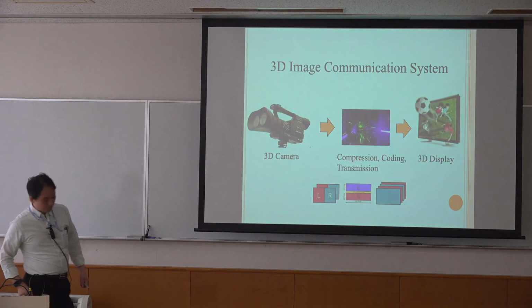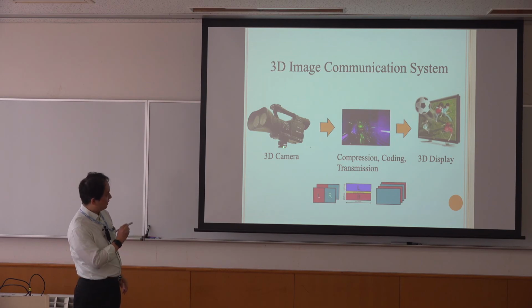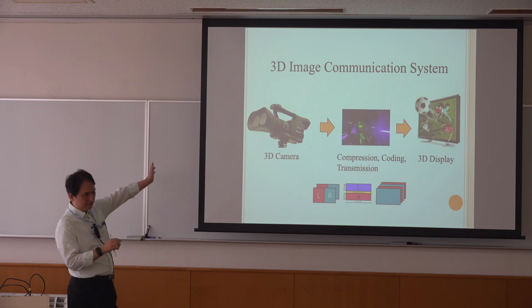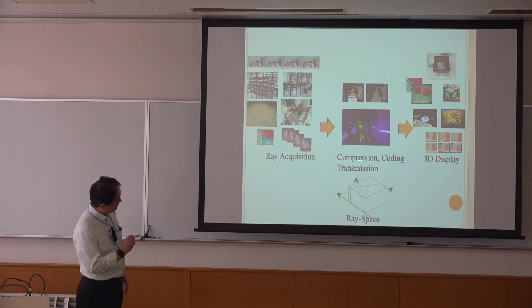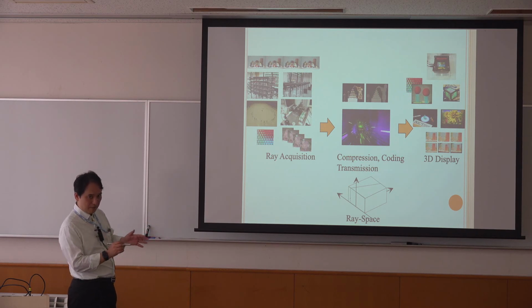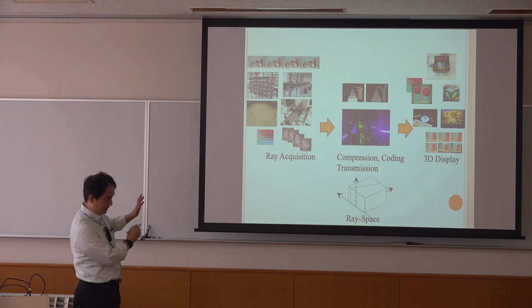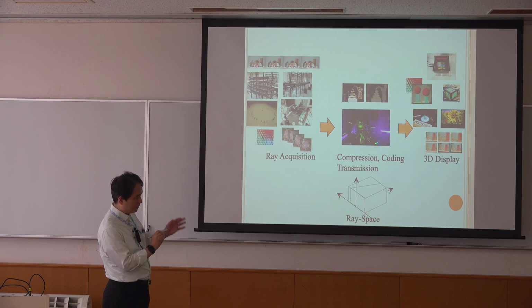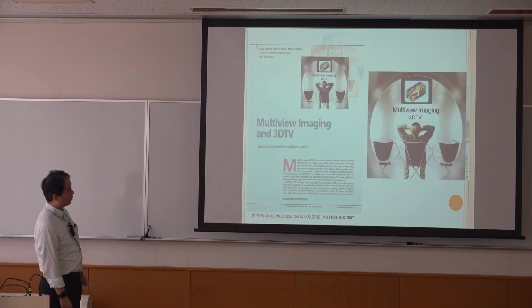Okay, now it's almost time. So I started with this figure. A 3D camera has 2 cameras, and for the 3D display we need glasses. This is the starting point. But in reality, this intermediate data is ray space, a 4-dimensional function. There are many kinds of capturing devices, and we capture 4D function data, then transmit the 4D data, and then display the 4D data. This is the takeaway message of today's talk.